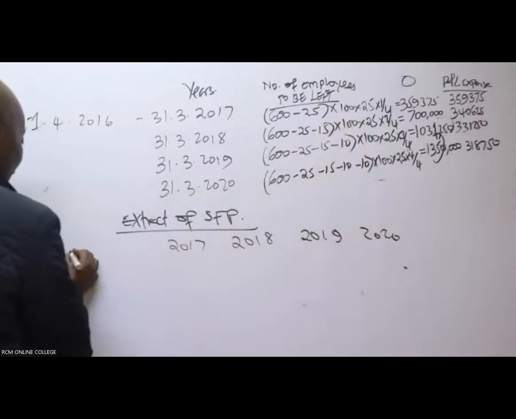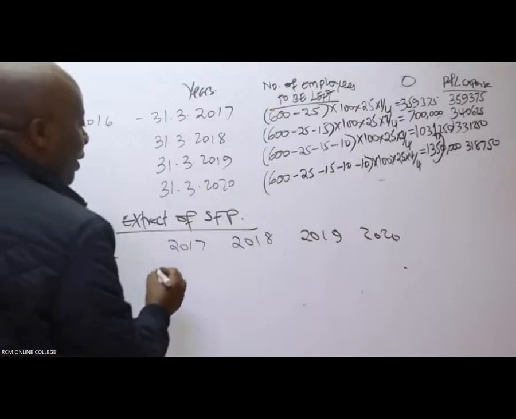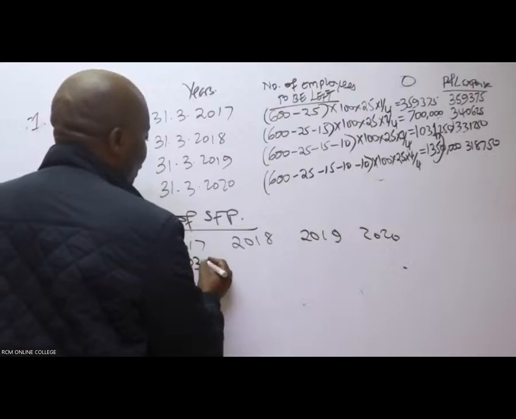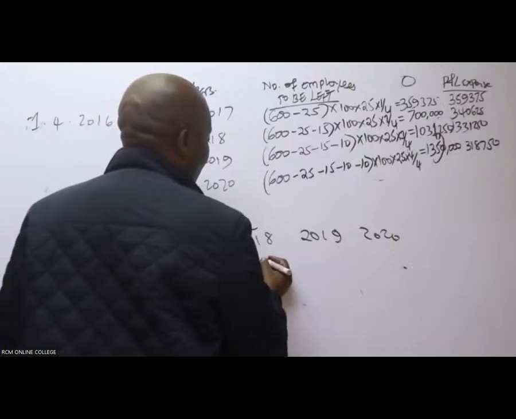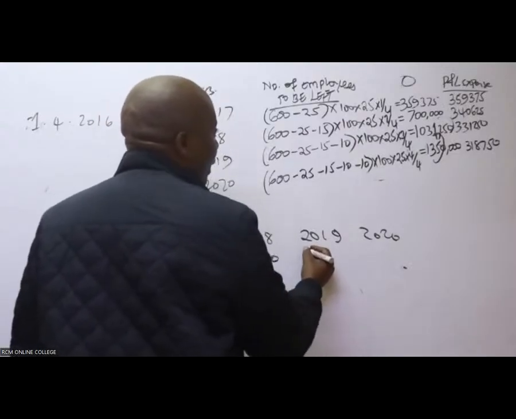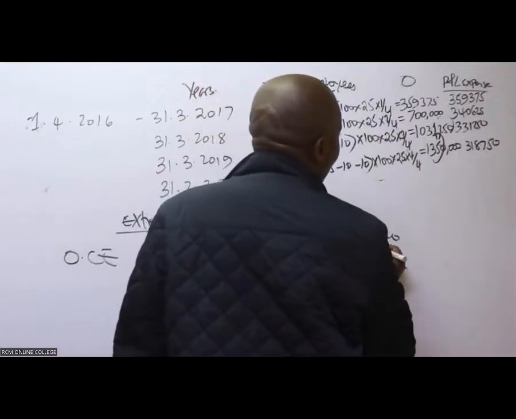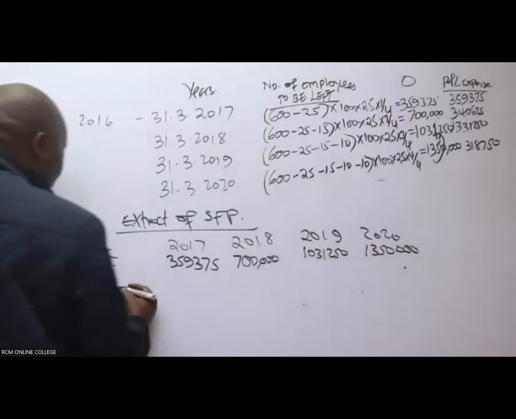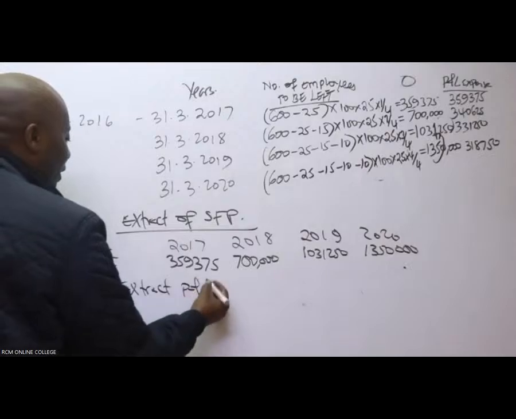So we have here other components of equity. We have here 359,375. We have here 700,000. We have here 1,031,250, and we have here 1,350,000. That is it. And then we have the extract income statement, the extract P and L.